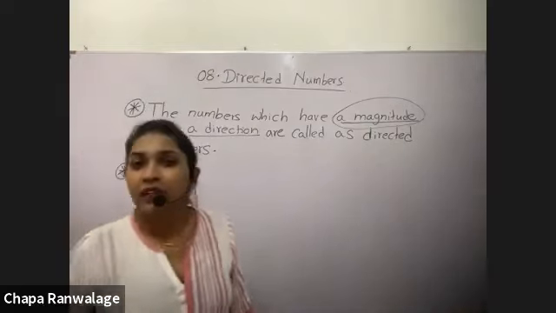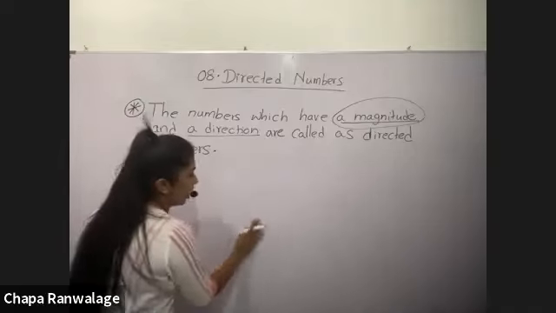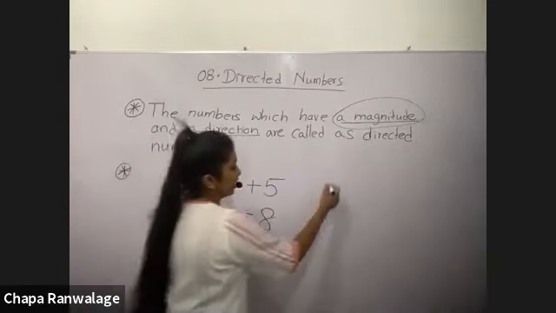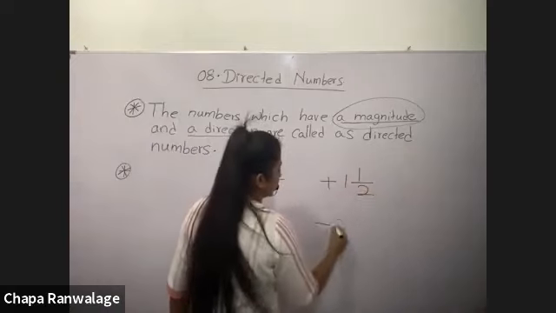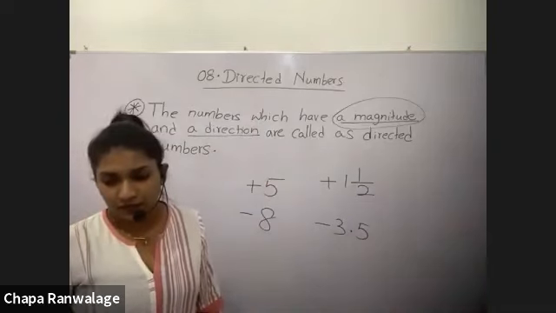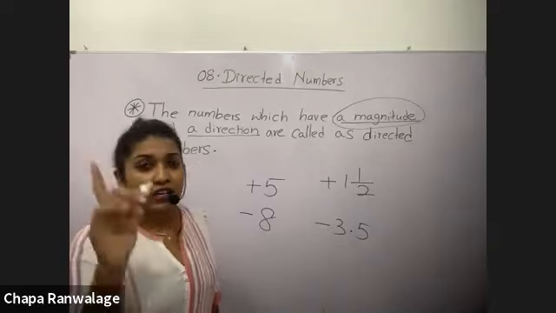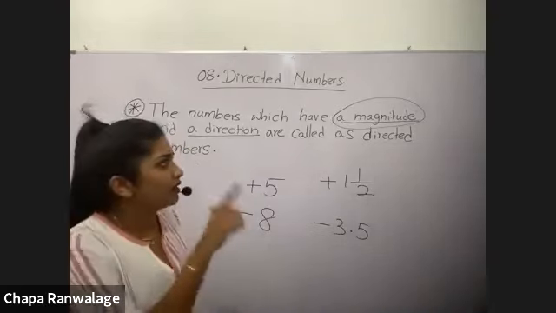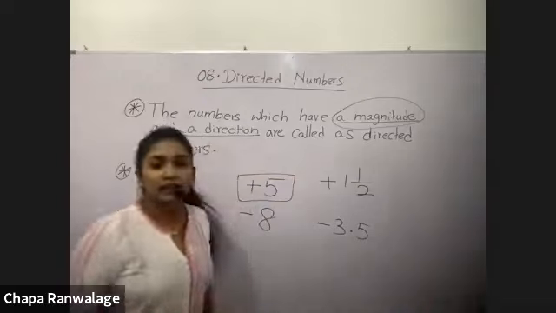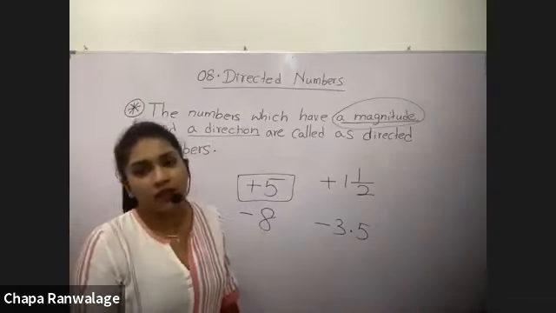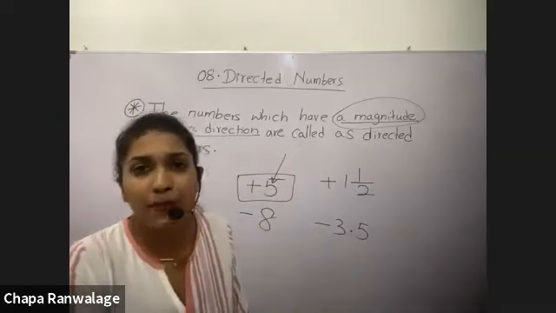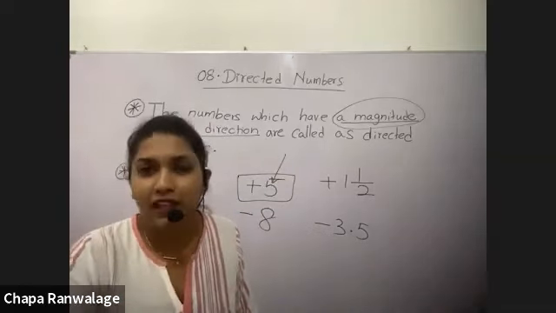Have you seen this kind of number? Plus 5, minus 8, plus 1.5, minus 3.5. Have you seen it before? Now I will define what the magnitude is and what the direction is. Look at this. Plus five means this is the magnitude. We can use numbers to represent the magnitude of that directed number.